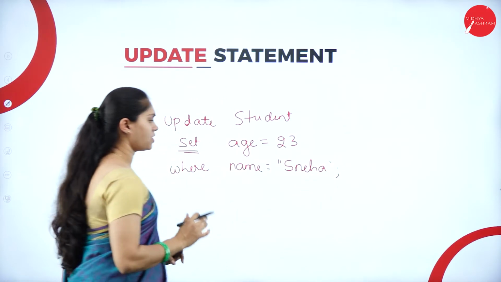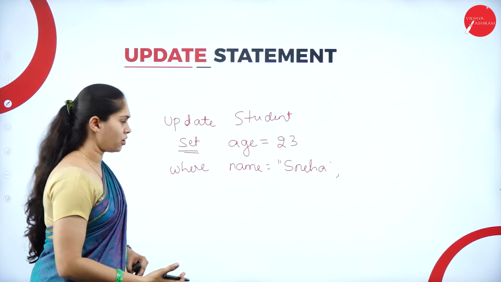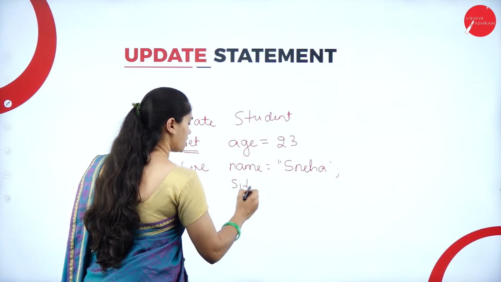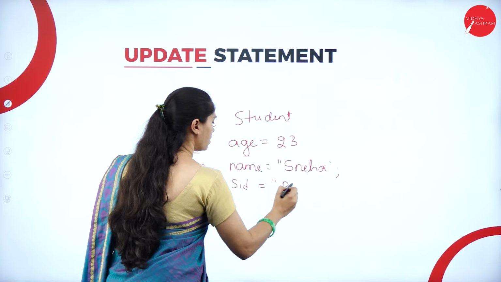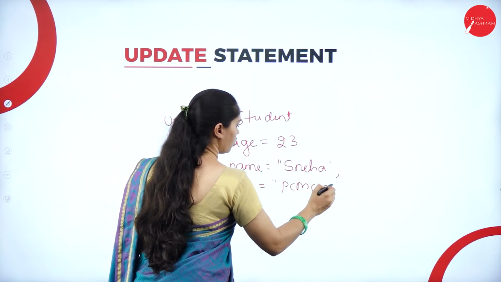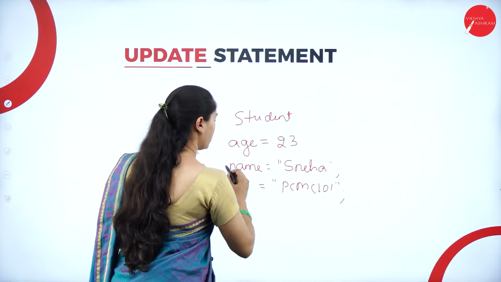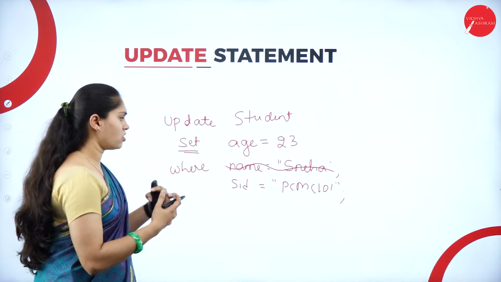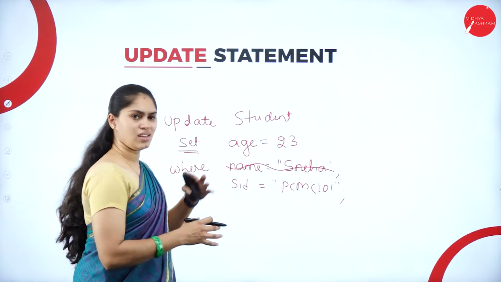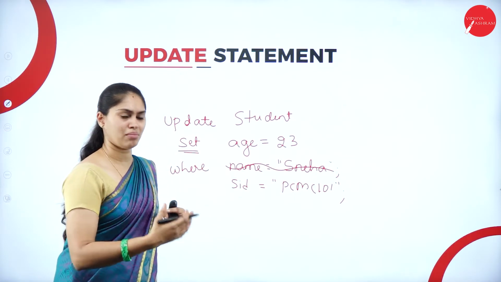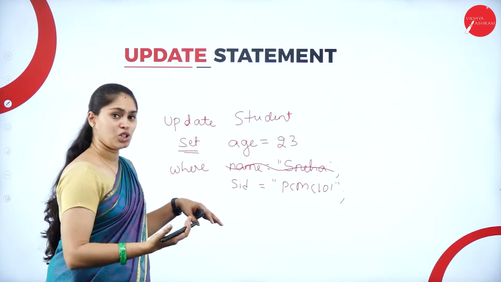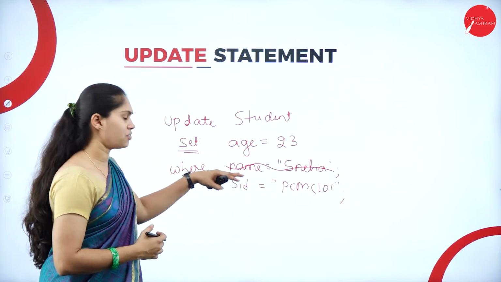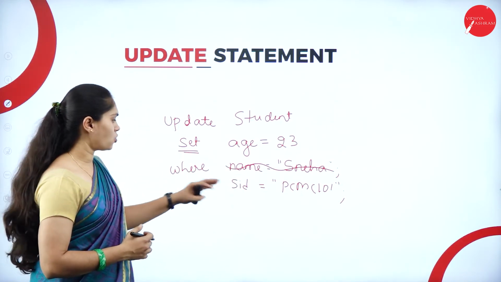So what I am saying is, if you want to make it more unique, instead of taking name, you can also consider student ID. Student ID is equal to PCMC 101. So you can consider either name or student ID. Why? Because there is a chance of having the same name in a single table, but unique identification can be done with the help of the student ID. So instead of taking name, it's better to go with a student ID.